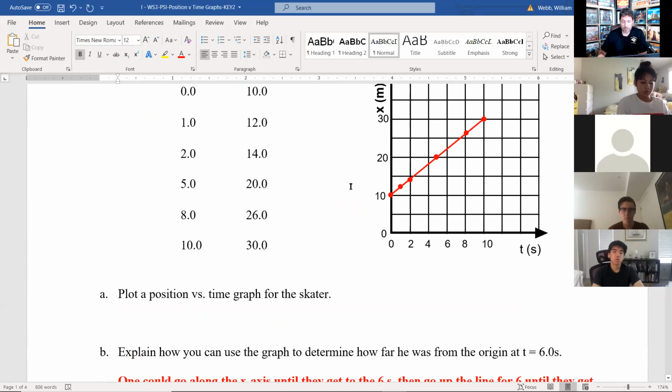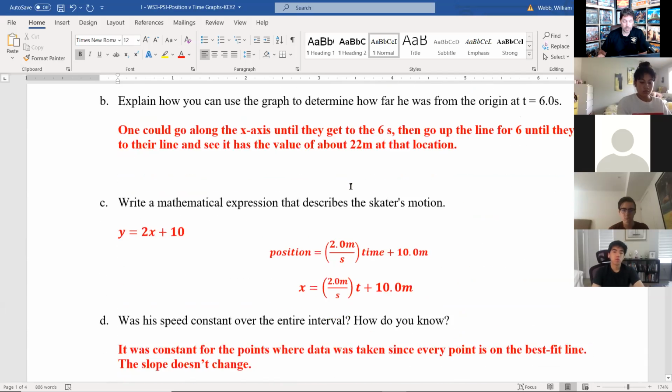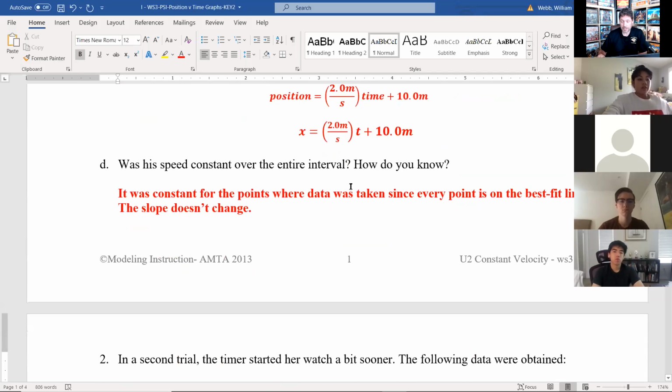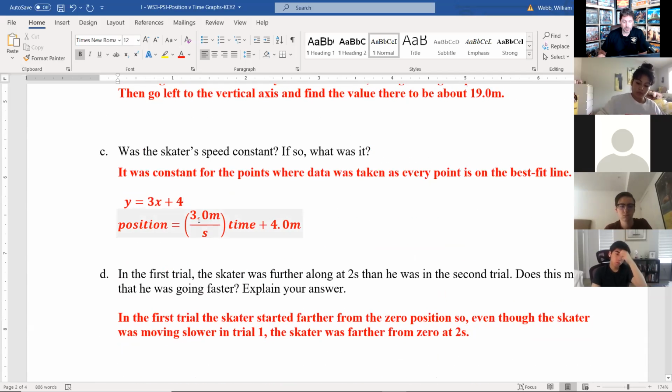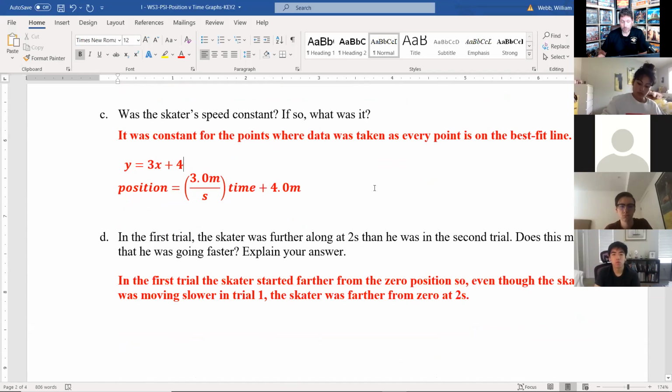So does it mean he's going faster? No, just started from a different position. In fact, he's going slower, because in the first one we saw the slope is only 2 meters per second. And this one we can see the slope is 3 meters per second. So the skater was not going slower in the second trial, just had a different starting position, different y-intercept graphically.